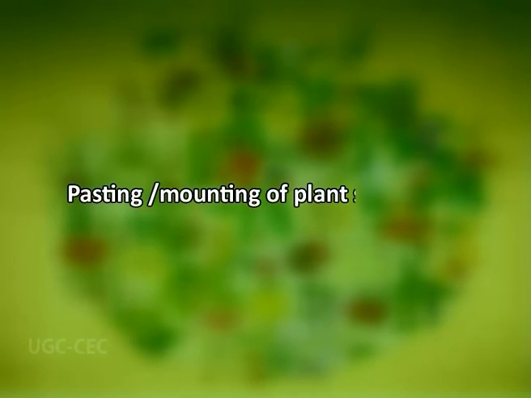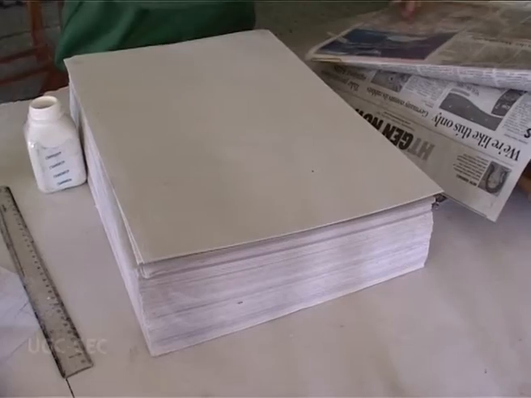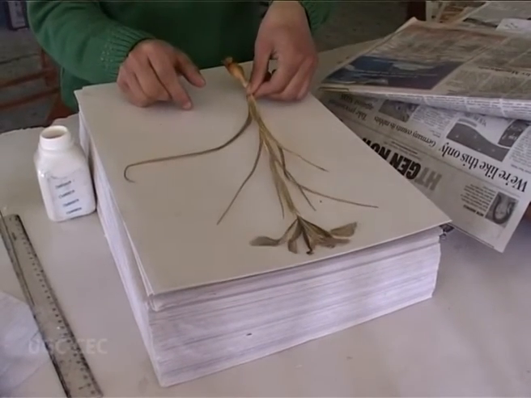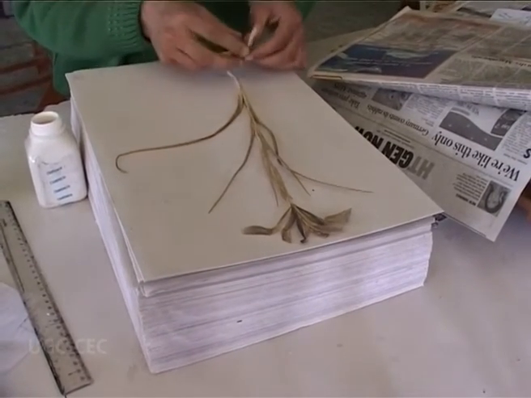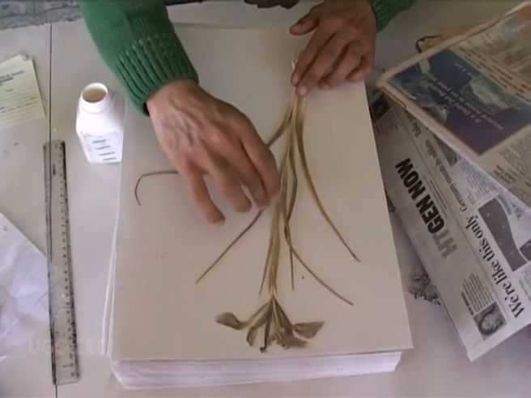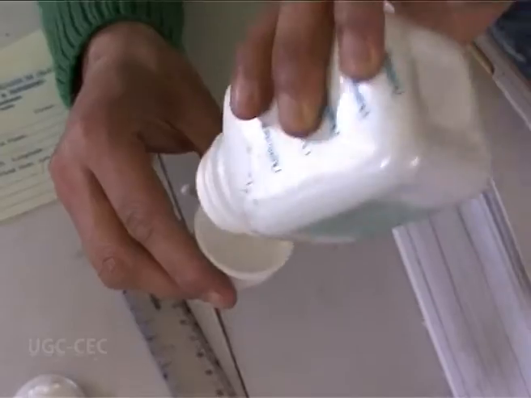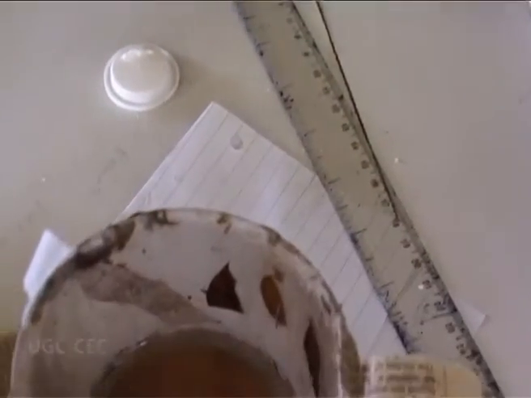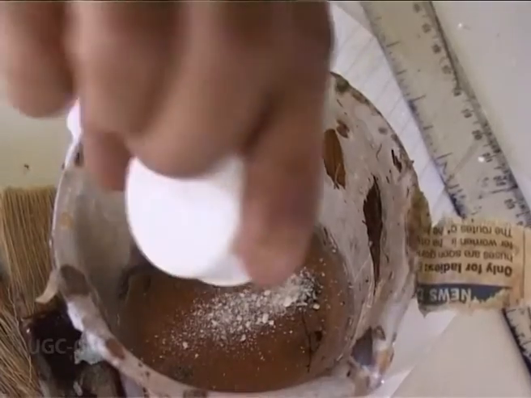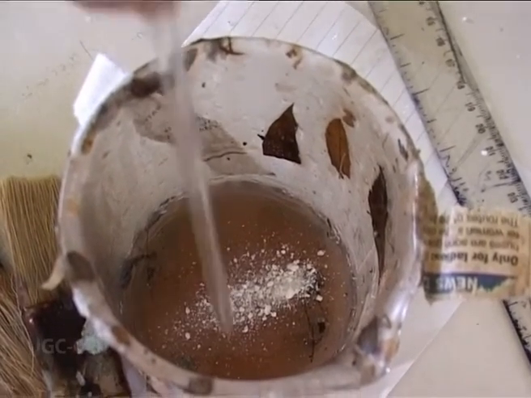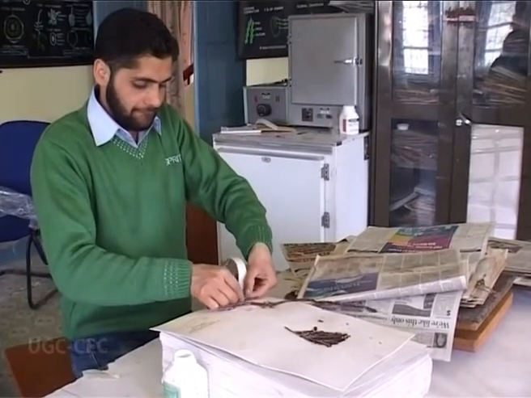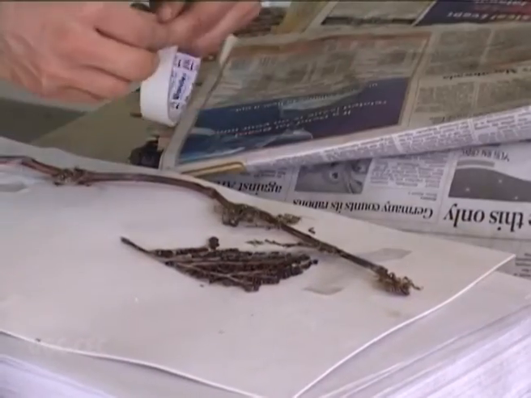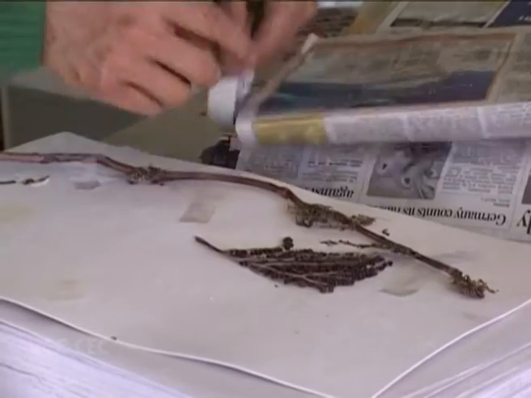Following drying, the next step is the pasting, or what we call mounting, of plant specimens. The pressed and dried plant specimens are pasted on herbarium sheets of standard size. The standard size is 41.5 by 29 centimeters. A paste of glue that is mixed with mercuric chloride is used to kill any pest that is associated with the specimens. Adhesive or cellophane tapes are also used to fix the specimens strongly onto the herbarium sheet.